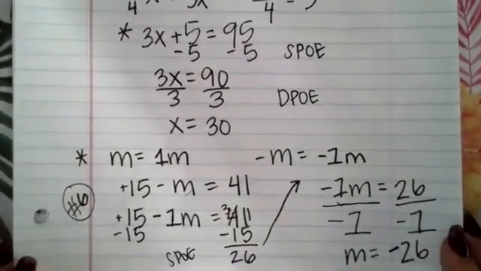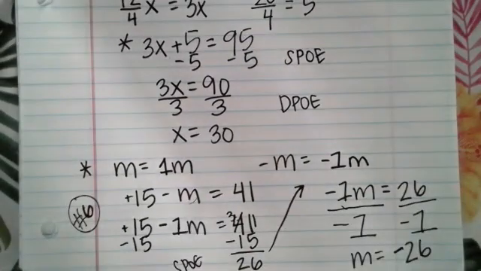Okay, so these are two examples of some weirder equations where they're not quite set up in the same way that we've been seeing before. So use these to help you with your homework.